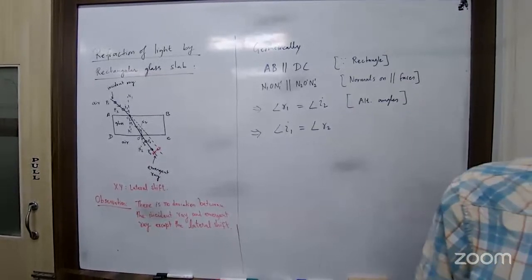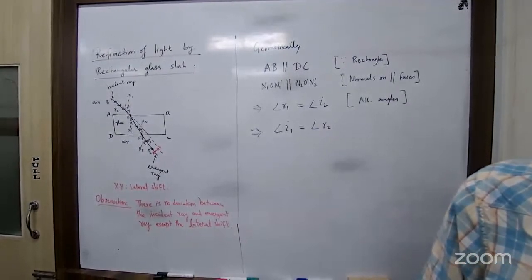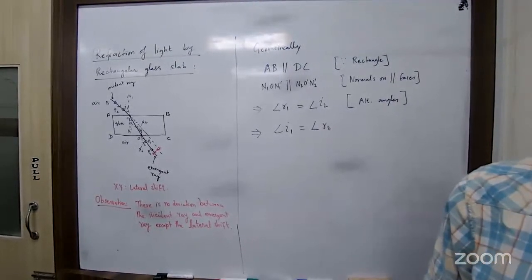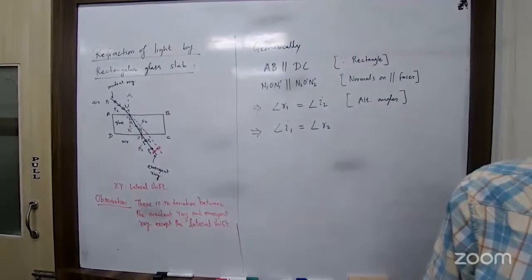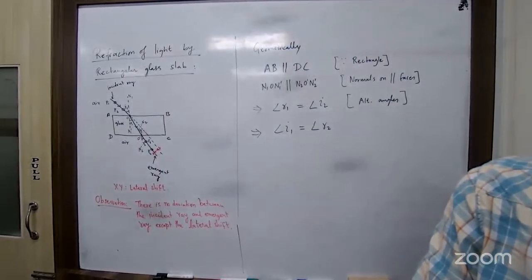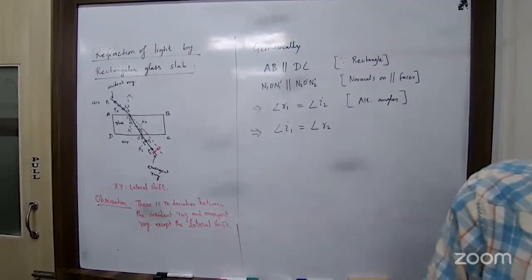So I'm not aware of that property. Do you have any property like that? What is it? Alternate exterior angle. Alternate exterior or corresponding angle? Corresponding is very different. The transversal is the same. Is it the property of parallel lines? I'm not aware. Yes, sir.